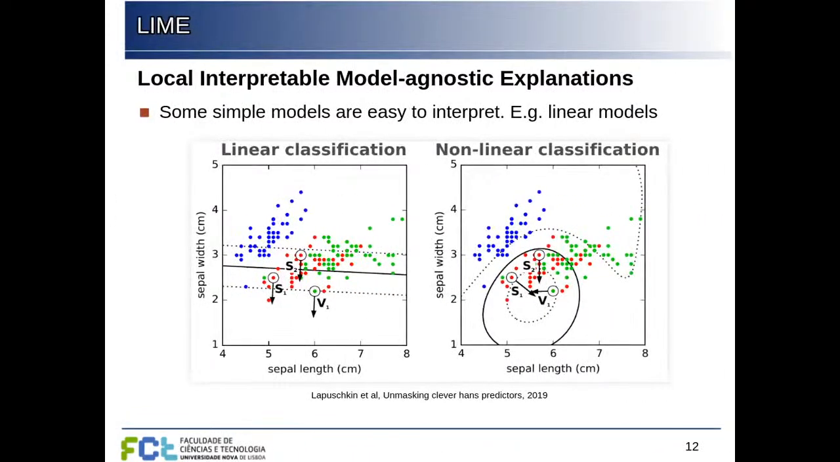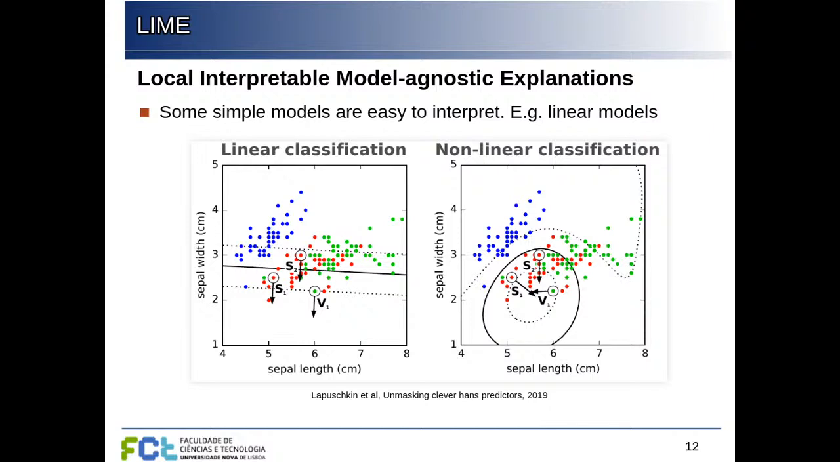This is Local Interpretable Model Agnostic Explanations. It's a very large name, but the idea is that we are looking at explanations that do not depend on the model itself. So they are not trying to look at what the model is, and they are local to a particular example that we want to explain. The basic idea here is that some machine learning models are very easy to interpret.